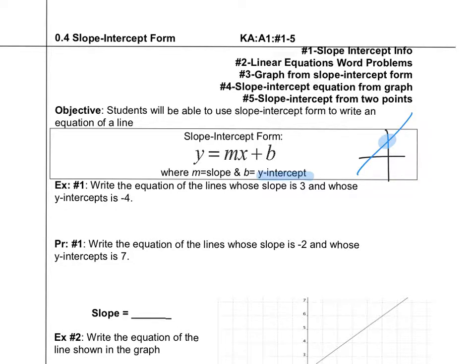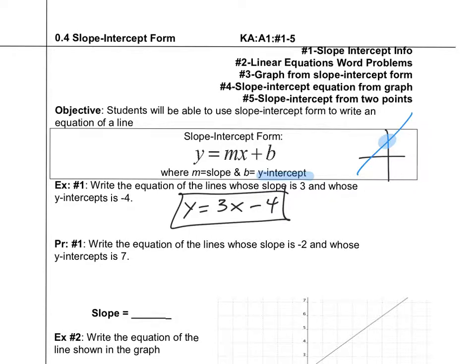So let's do example 1. Write the equation of the line whose slope is 3 and whose y-intercept is -4. Well, look, they're just straight up giving us the values. So all we have to do is say y equals, slope is 3, so 3 times x. And then instead of plus -4, we could just write -4, because plus -4, or plus the b value, is the same thing as just writing -4. And that's it. There's the equation of the line. That's all there is to it.